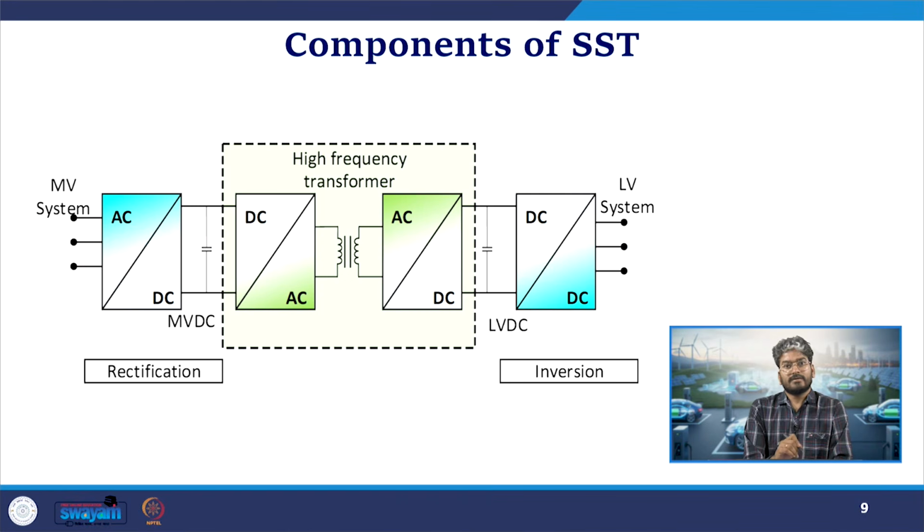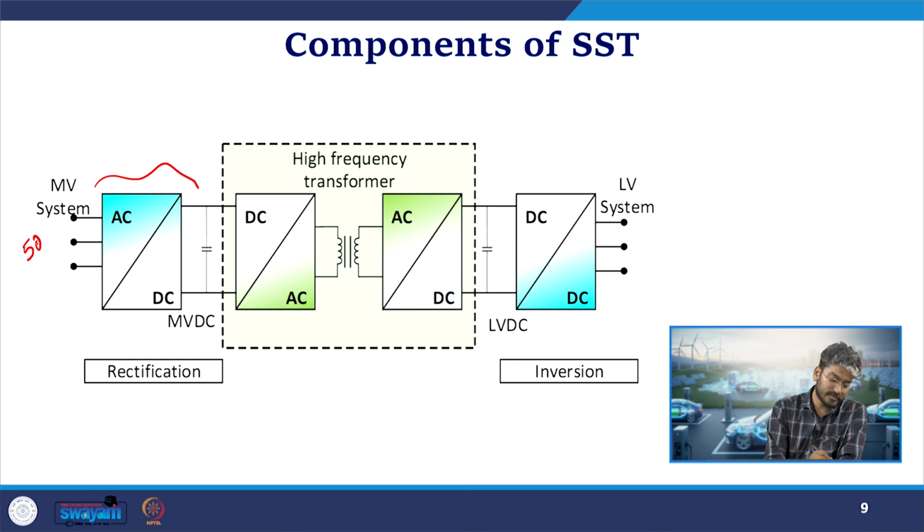Now what is our SST? Here we can see the SST has various stages of conversion. First, we have a medium voltage or high voltage system based on the rating and the area for which this SST is designed. The first stage will be our AC to DC, where this will be at 50 or 60 hertz AC, that I will be converting into DC. Then from DC, I will be converting it to high frequency or medium frequency.